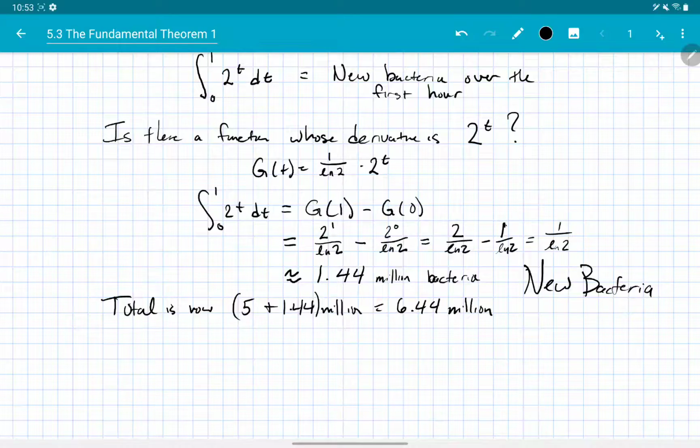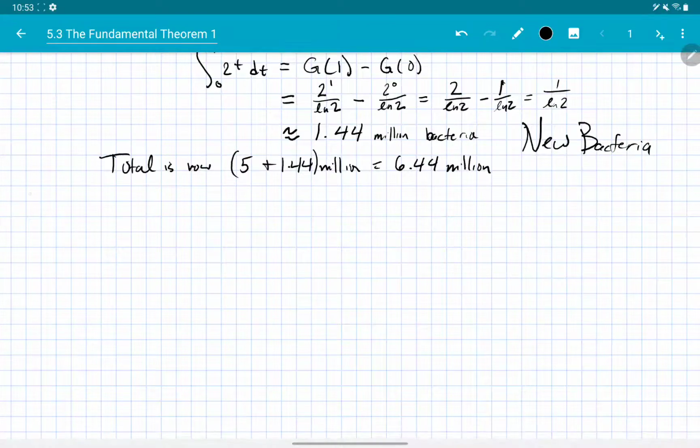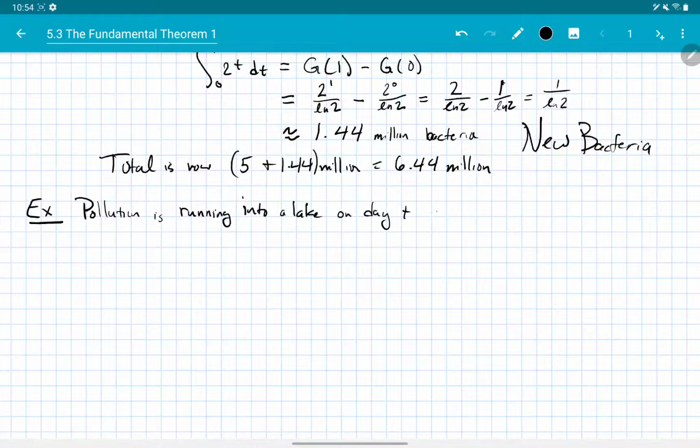Okay, let's take a look at another one of these word problems. Okay, pollution is running into a lake on day t at a rate of f of t kilograms per day.